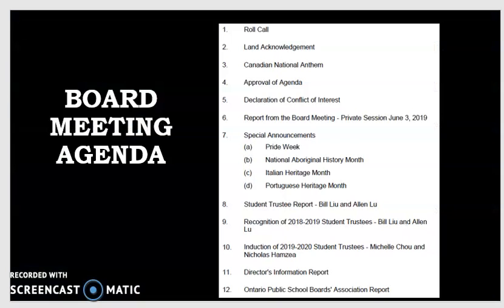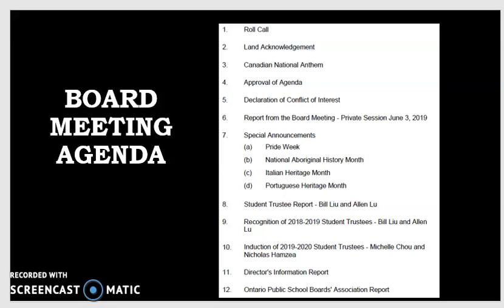In terms of agenda, this board meeting started with the roll call by the Chair to establish who is present in the meeting, then the land acknowledgement, then the Canadian National Anthem, approval of the agenda, declaration of conflict of interest, report from the board meeting private session on June 3rd, 2019, which was on the same day before the public session, and the special announcement, student trustee report, recognition of 2018-2019 student trustees, induction of 2019-2020 student trustees, and so on.